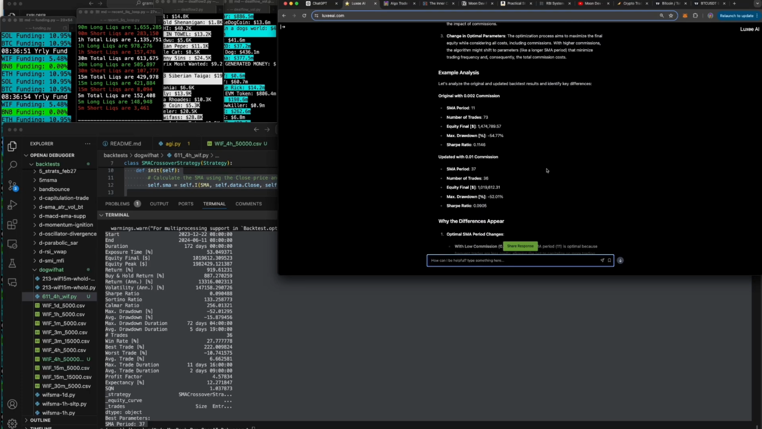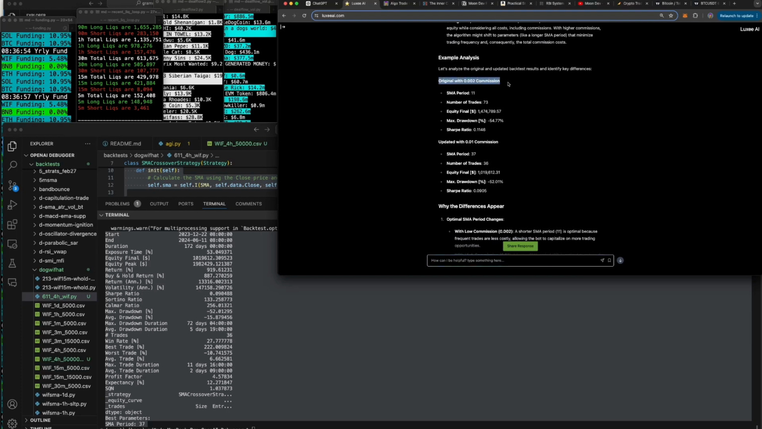Example analysis. This makes sense. Let's analyze the original and updated backtest. So you can see the original one with 0.002 commission.